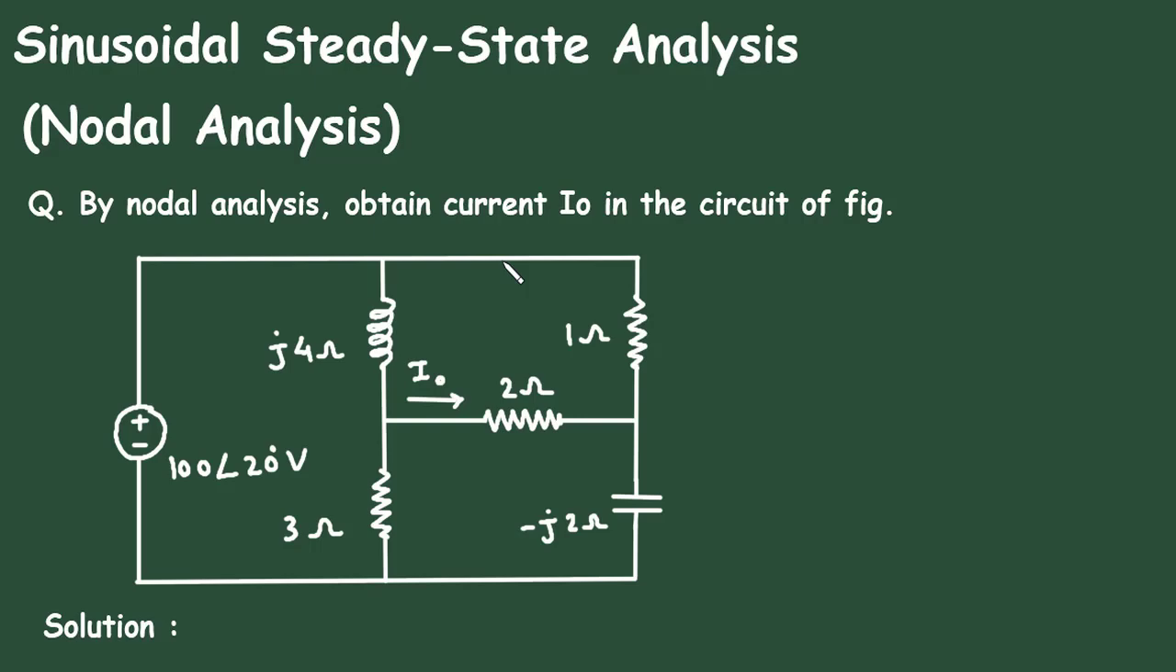In this video, we will see an example on sinusoidal steady state analysis, nodal analysis. Question: by nodal analysis, obtain current Io in the circuit of figure. So here for this circuit, we have to find the value of this current Io by using nodal analysis. So first of all, we will take this circuit from here.